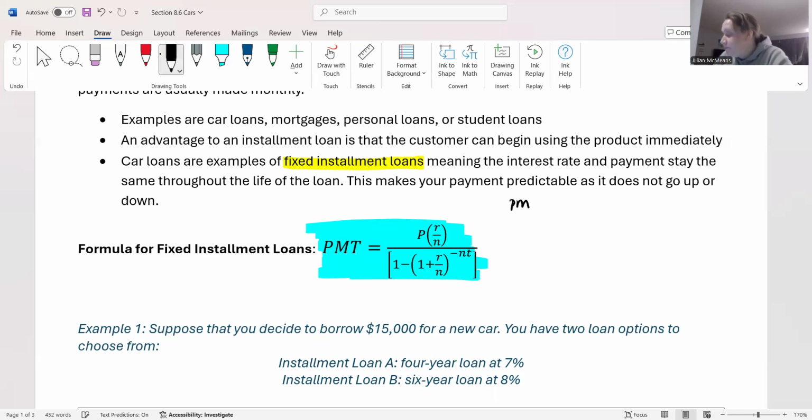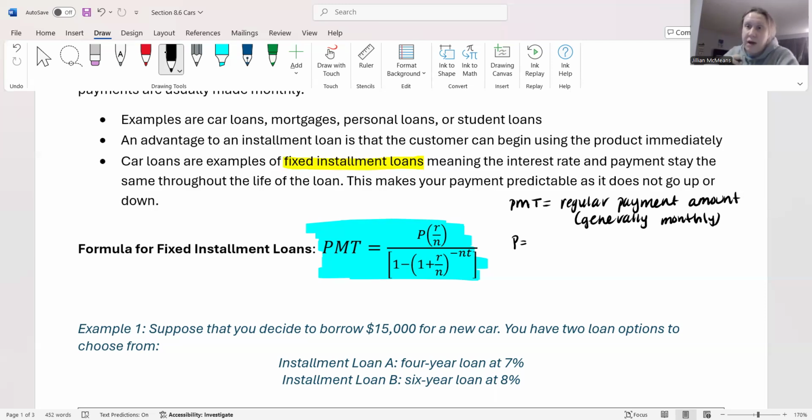So PMT equals the regular payment amount. Like I said, it's almost always monthly, so generally monthly. All right. P is the principal. This is how much you borrow, how much you're actually borrowing for your car or your home or whatever. In this case, we're going to talk specifically cars. So this is the principal, the amount borrowed.